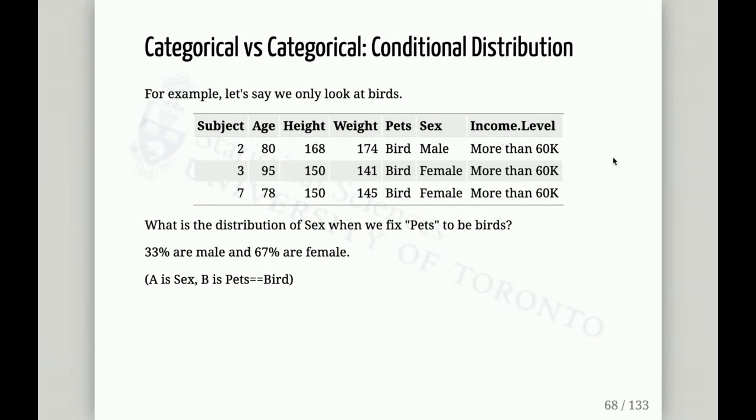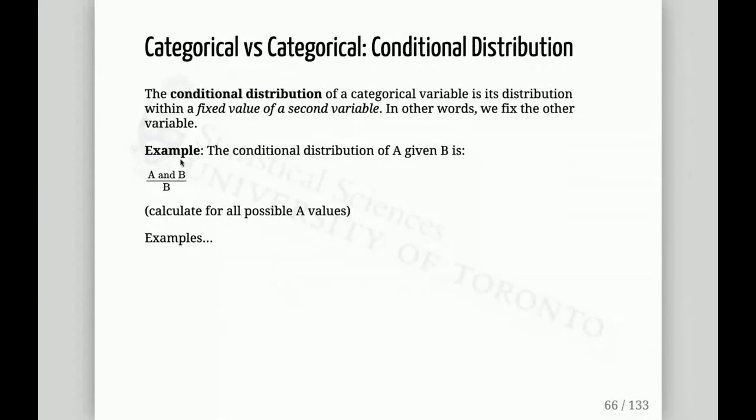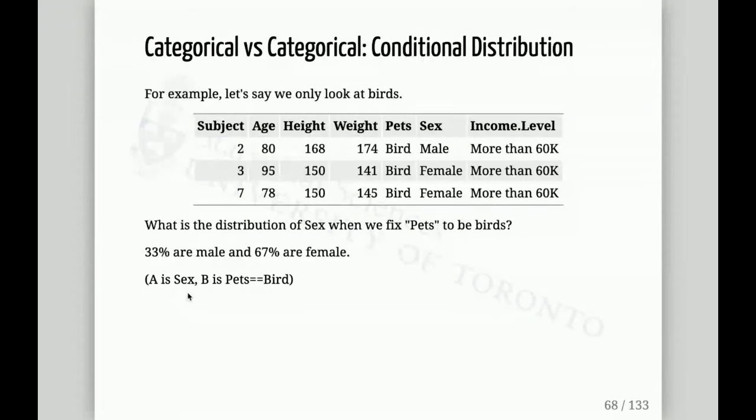If we look at it, we have 2 females and 1 male, so 33% are male, 67% are female. Here A is sex and B is pets being bird. We count how many have A and B and how many have B. I take birds as a denominator, which is why I'm dividing by 3. There's 1 male that owns a bird, so that's 1 divided by 3. There's 2 females that own a bird, so that's 2 divided by 3.